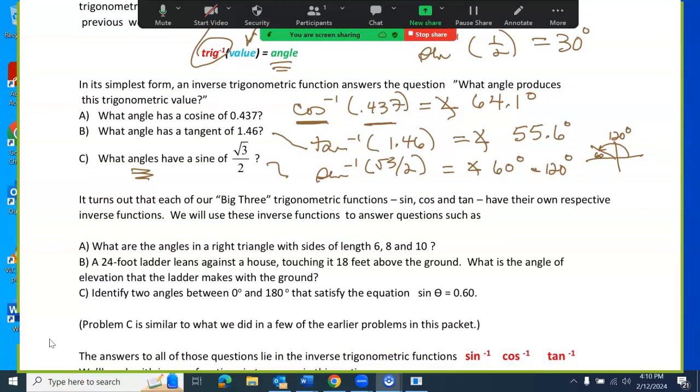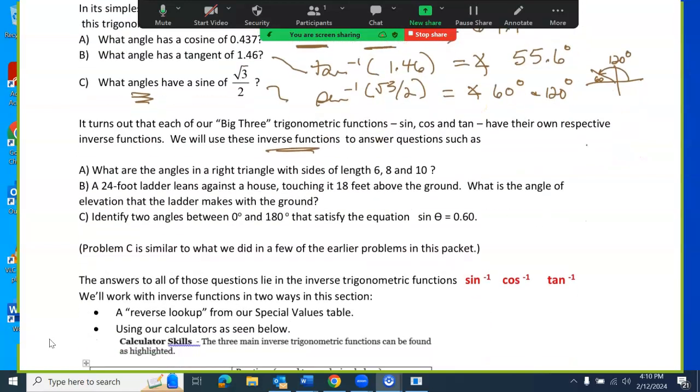Okay, it turns out that each of our big three trig functions have their own respective inverse functions, and we're going to use inverse functions to answer questions such as, what are the angles in a right triangle with side lengths of 6, 8, and 10? So that means if I give you the side lengths, you can use those to get me back the angles. A 24-foot ladder leans against a house, touching it 18 feet above the ground. What is the angle of elevation that the ladder makes with the ground? Again, I'm going to use inverse trig to get that angle.